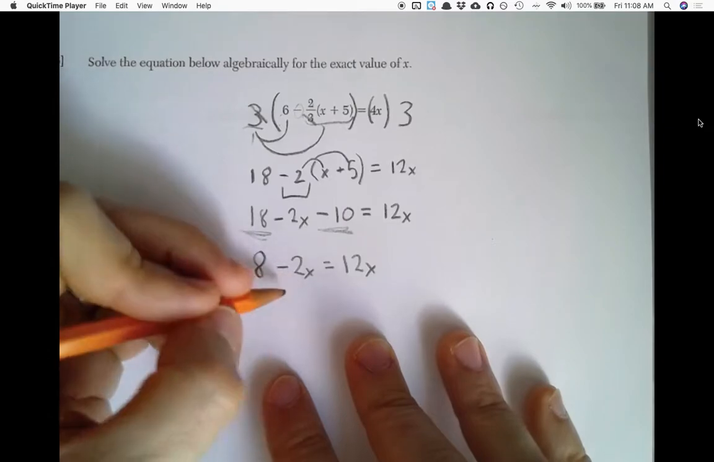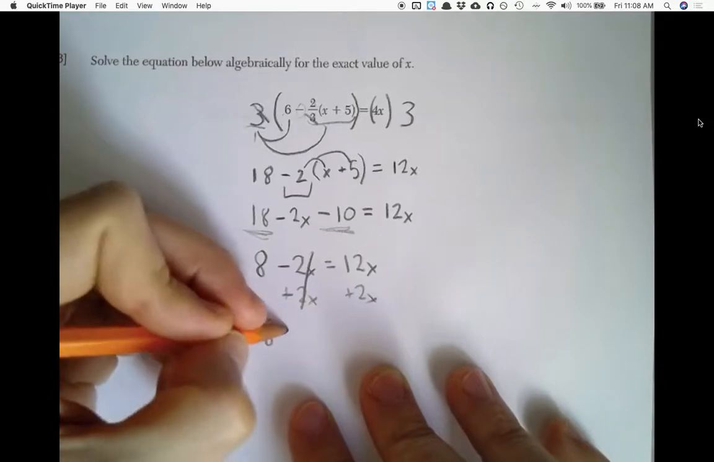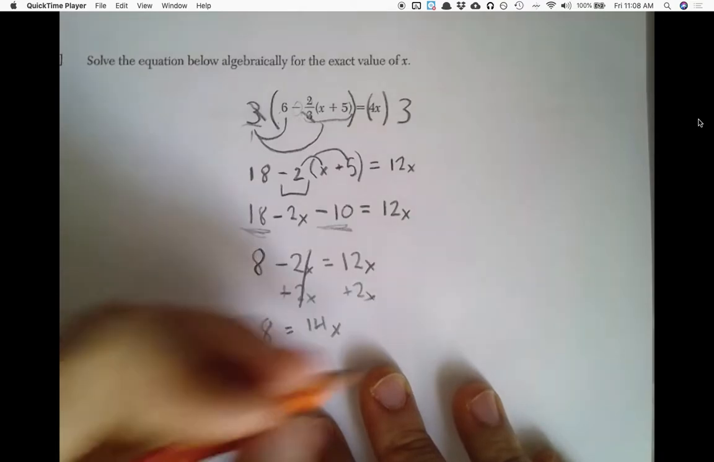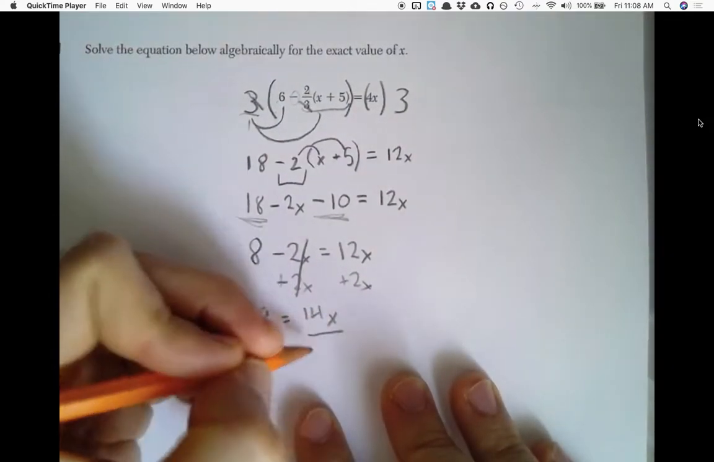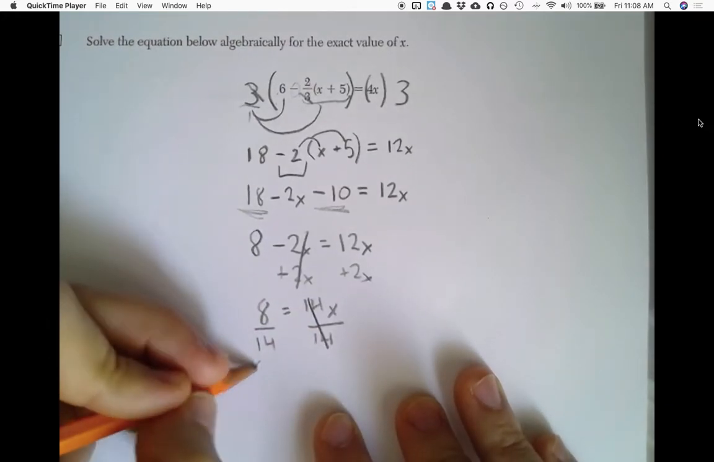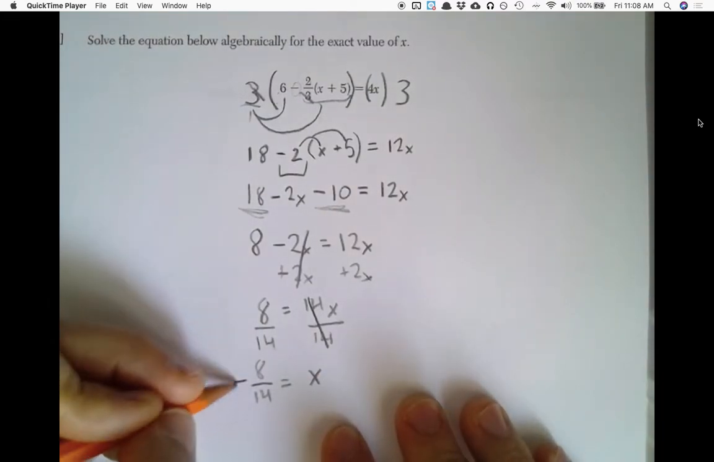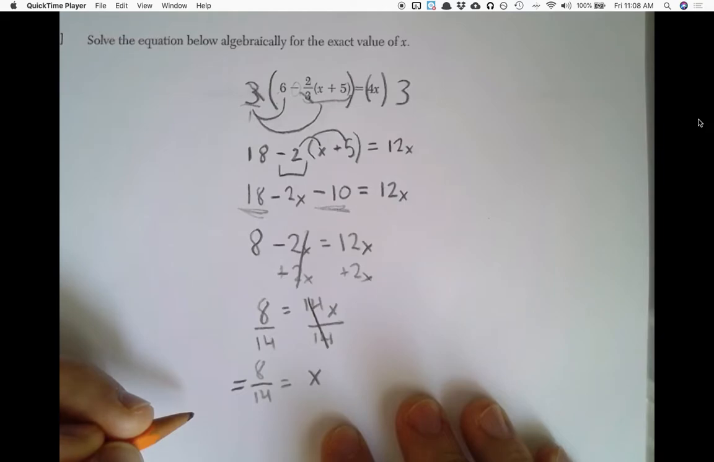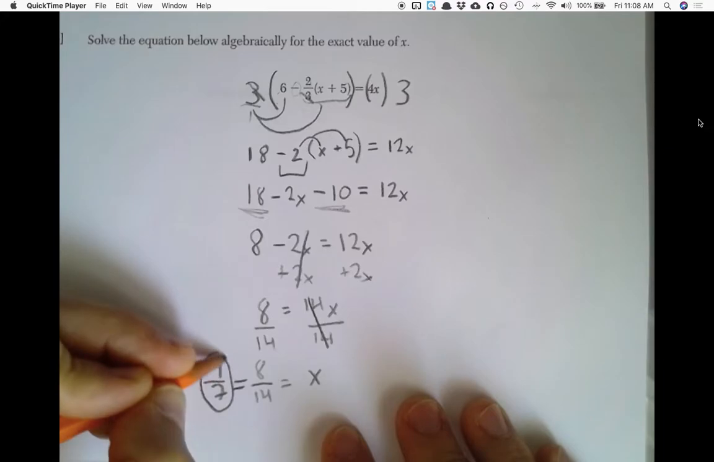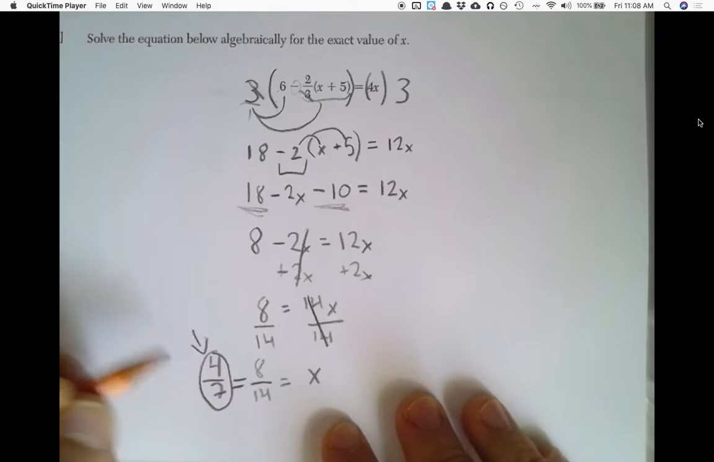Almost done. Now we can move all our x's to one side. Plus 2x, plus 2x. Boom. 8 equals 14x. And then I just have to divide both sides by 14 and I'm done. I'm left with 8 over 14 equals x. This 8 over 14 I can simplify, dividing by 2. I'll end up with 4 over 7. So hopefully when we nSolve, we get a fraction of 4 over 7 or a decimal that's equivalent to this.